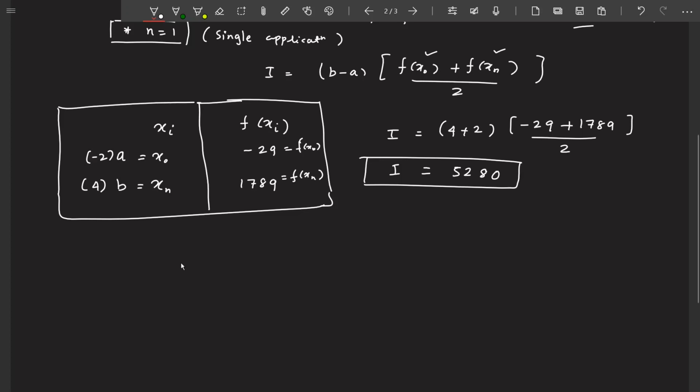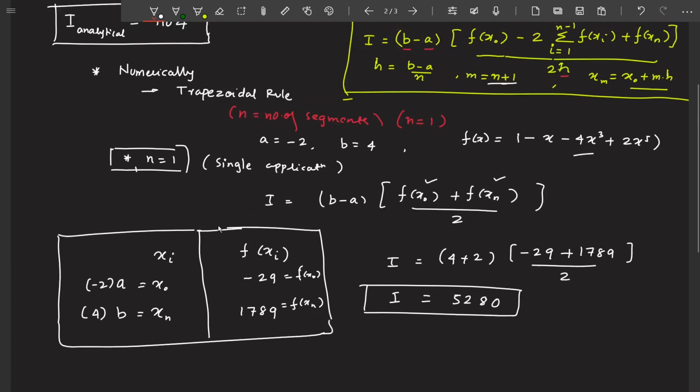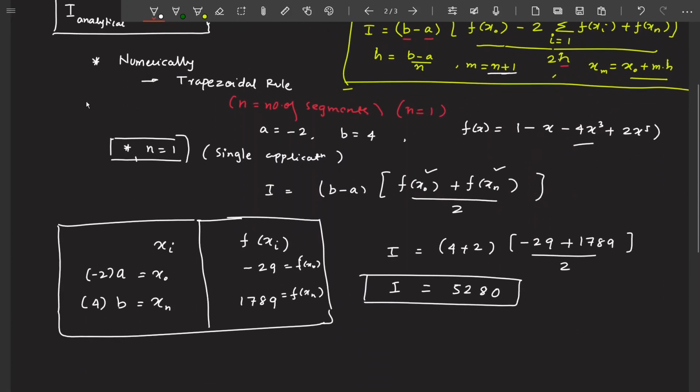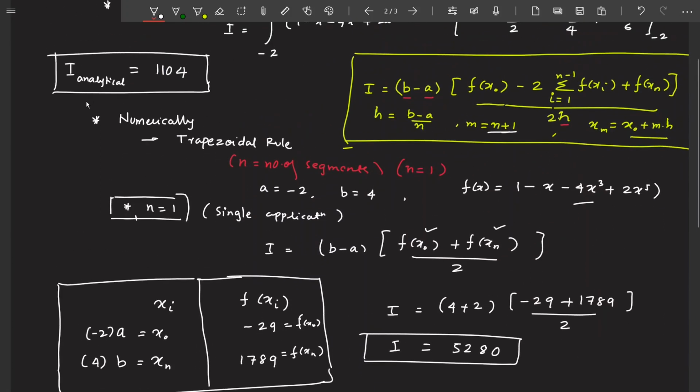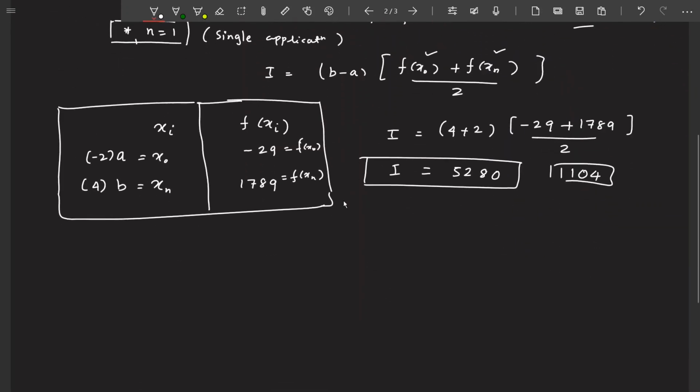So this is the value of the integral where you're just taking one segment. Okay, so if you realize, what is the analytical value? The analytical value is 1104. Sorry, 1104. And the value that we are getting is 5280. So you'll understand how much error there is when you take a single segment.